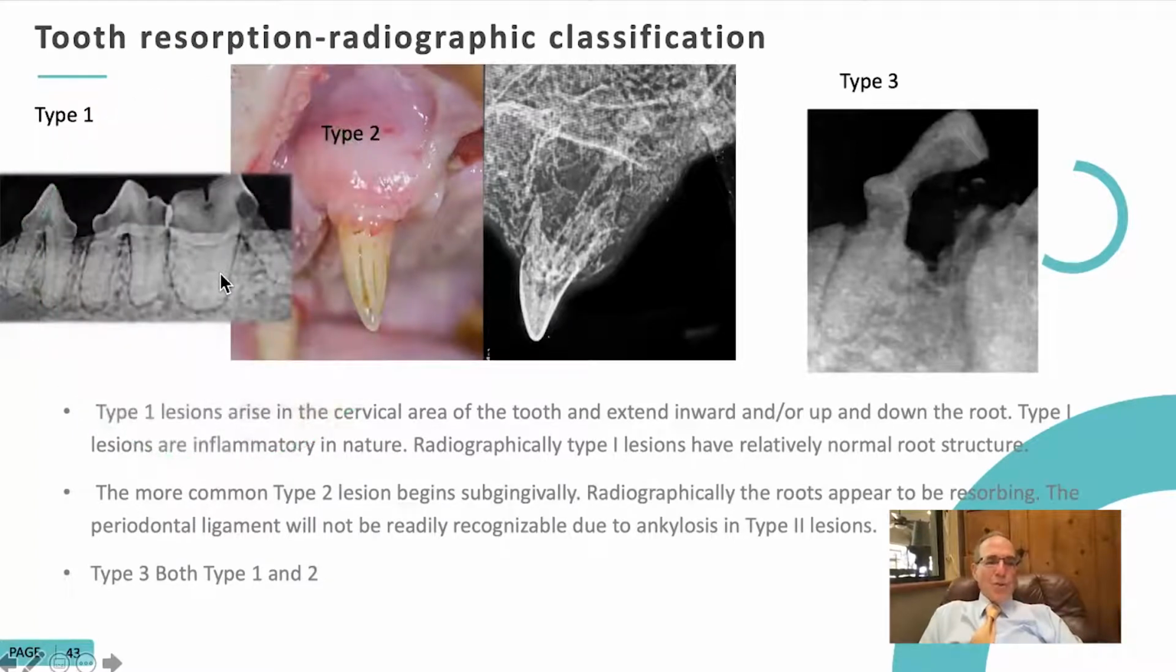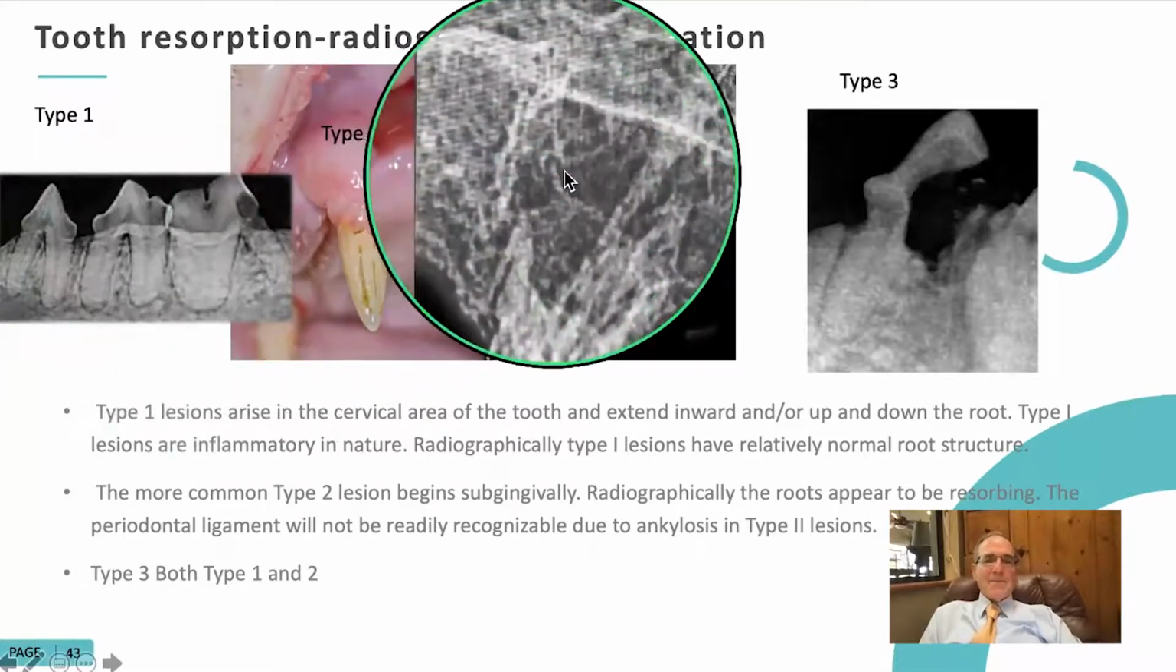Type 2 is more common and begins subgingivally. Radiographically, the roots appear to be resorbing. The periodontal ligament will not readily be recognizable due to ankylosis. All right, so this is type 2 lesions.